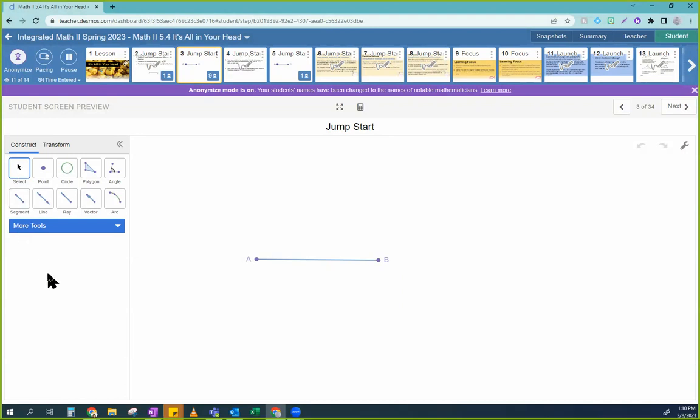So start right now by grabbing, which tool did we use again? Tell me what tool we had to grab. Very good. We grabbed the compass tool. Here it is right here. So I need a circle centered at B and a circle centered at A. So go ahead and do that.